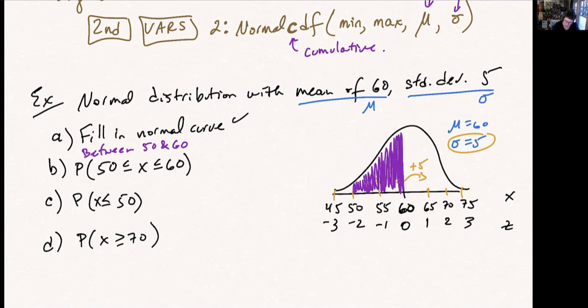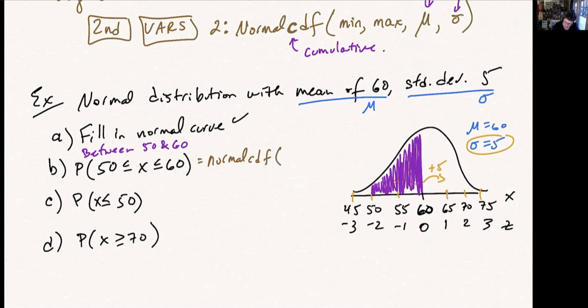So what I'm going to put in my calculator is normal CDF. And remember, always write down what you're putting in your calculator, because you want to remember how you did something, especially if you make a mistake. You want to be able to find your mistake easily. And if you don't write down what you did, you're not going to be able to find your mistake.